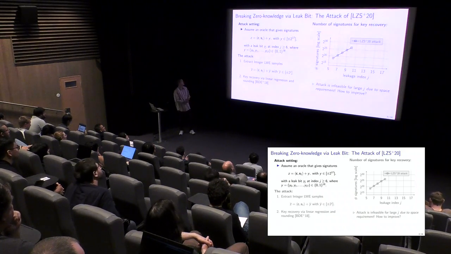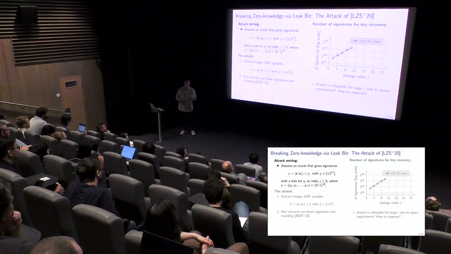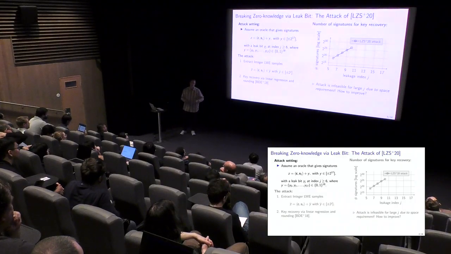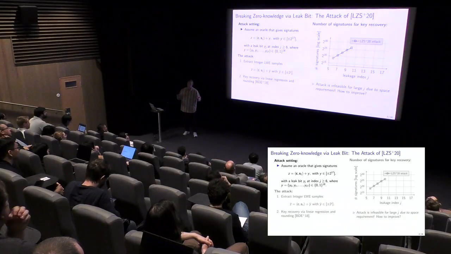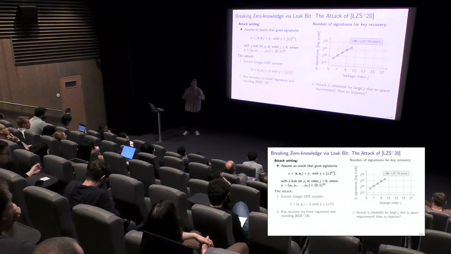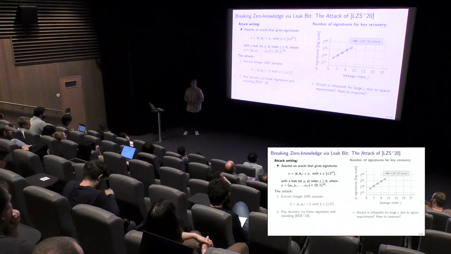So we assume an oracle that gives signatures. The signatures are correctly computed. Rejection sampling is applied. And then a single leak bit, a single bit of the random value, is given to the attacker. Say the random value is in the range plus minus 2 to the 17. Then it has 18 bits in binary representation. And one of these 18 bits is known to the attacker at an index equal to or larger than 6.